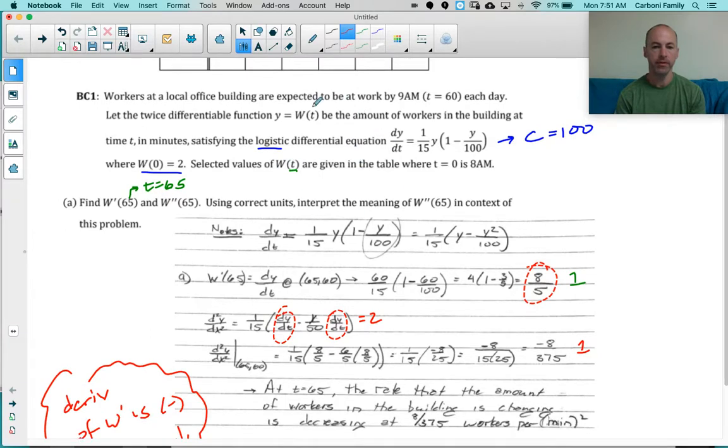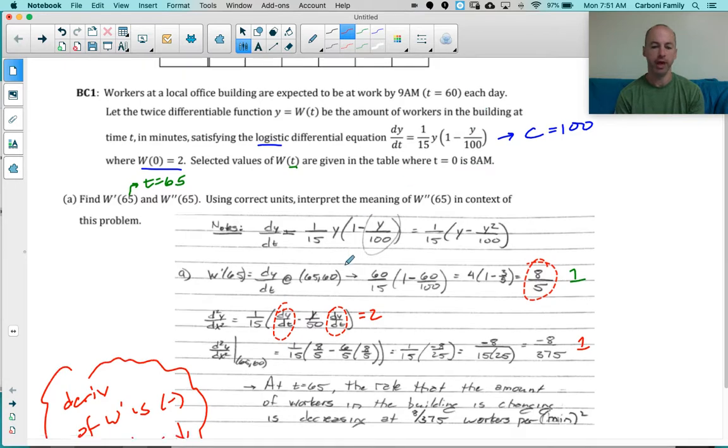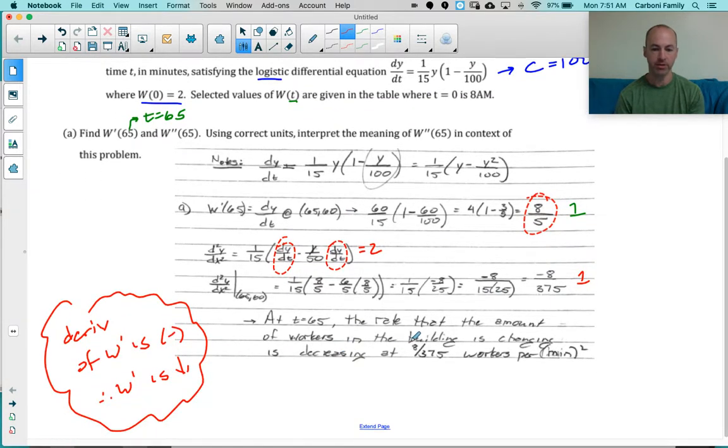W is described as the amount of workers in the building. W prime would be the rate of the amount of workers in the building. And so this right here is me describing W prime in words, and I accidentally wrote is changing, is decreasing. So that was a little bit too much. I meant to leave out the is changing and just leave it at is decreasing at that many, and it would be workers per minute squared.